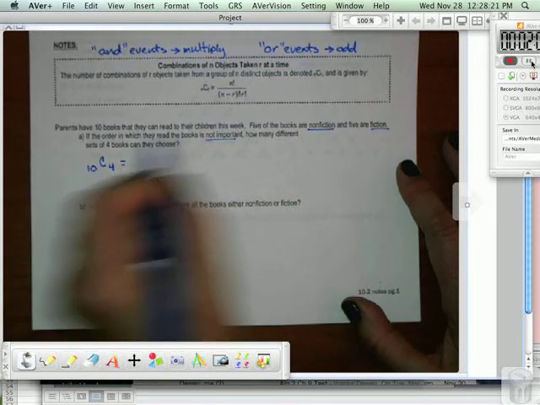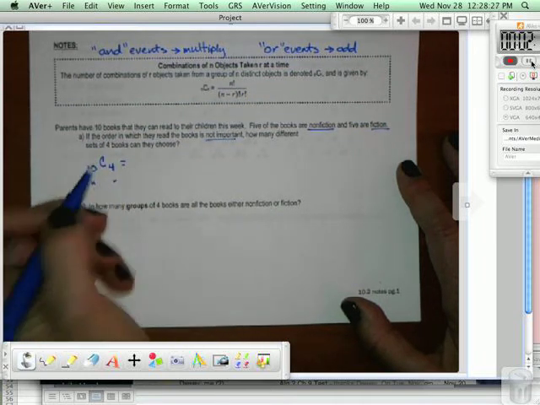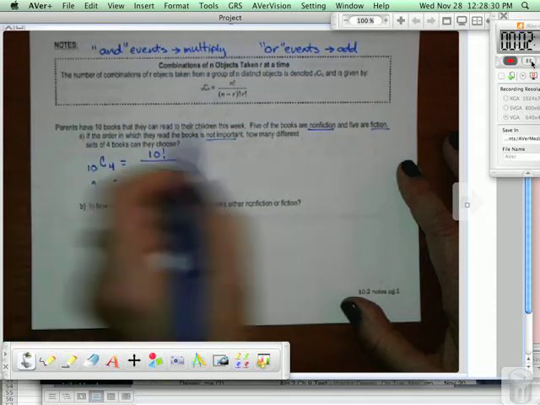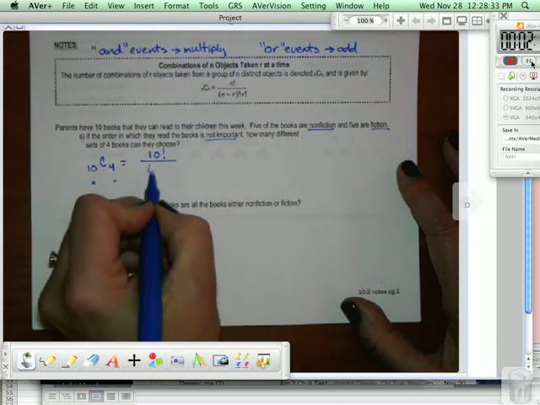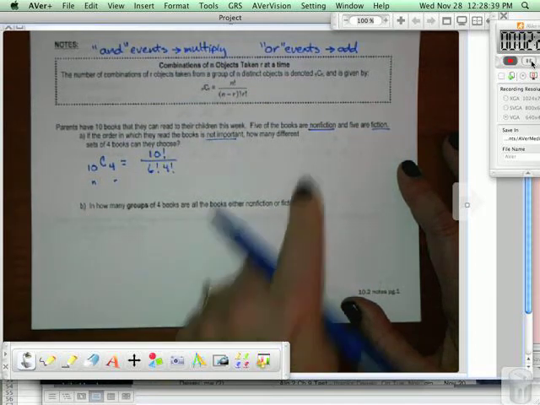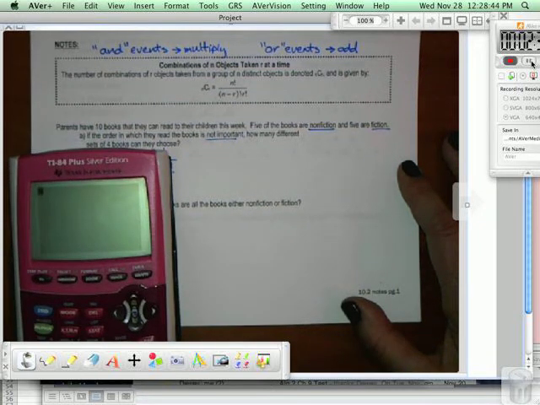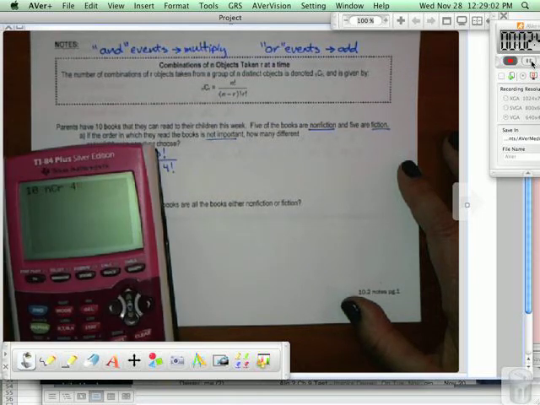Based on the formula, this is my n and this is my r, so I'm going to have 10 factorial divided by n minus r factorial, which is 6 factorial, times r factorial, which is 4 factorial. You could write this all out, or you can go to your calculator. It's in the same spot as permutation, except it's the one right above it. If you go to probability, you can see n choose r right there. I would do 10, then go to math, over to probability, down to 3, 10 choose 4, and I get 210.